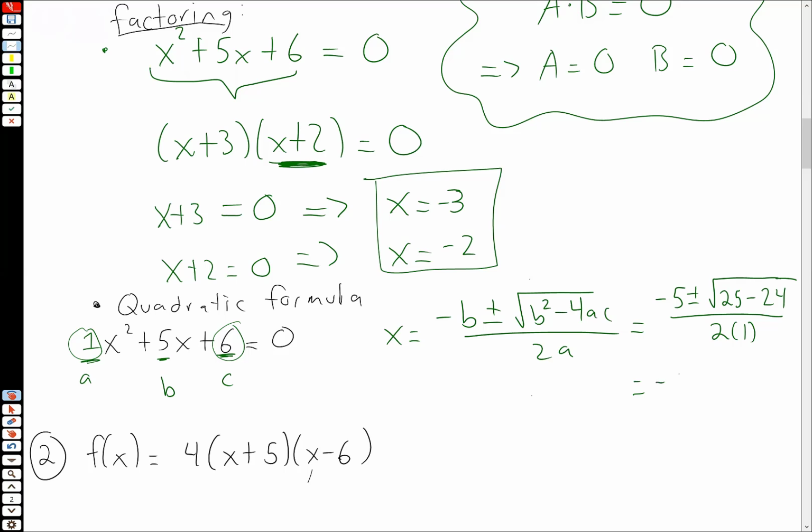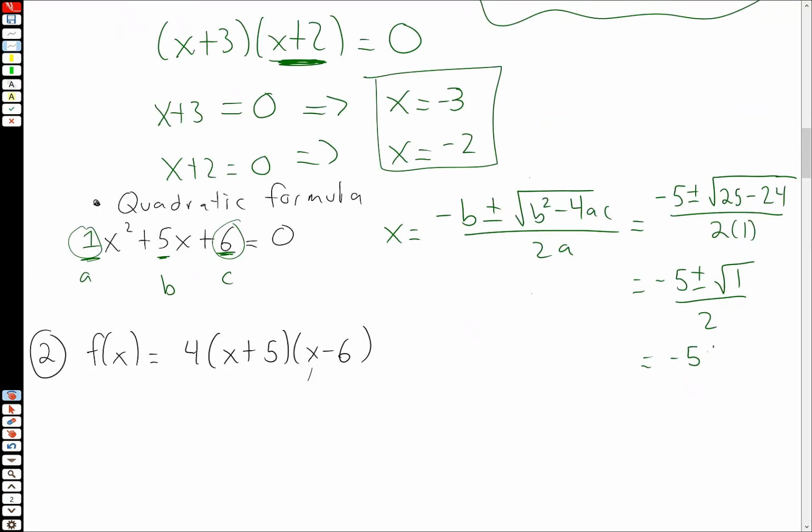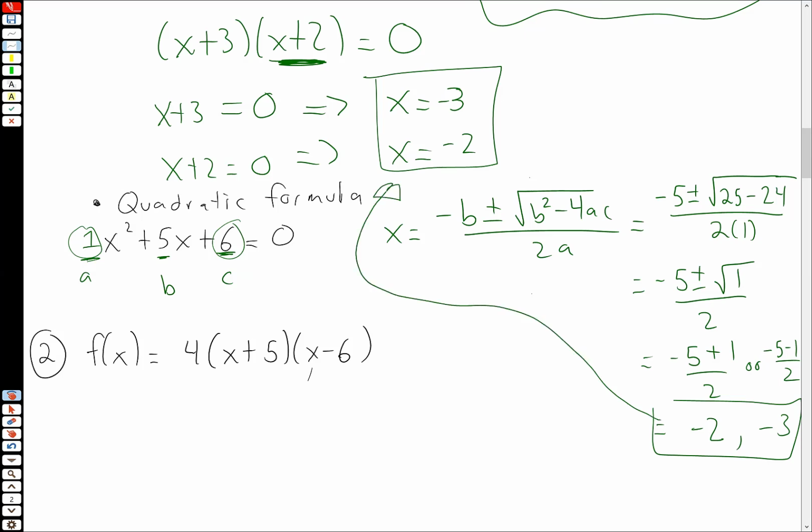And simplifying, this is negative 5 plus or minus the square root of 1 over 2, which if we simplify this, this is negative 5 plus 1 over 2, or negative 5 minus 1 over 2. Okay, so negative 5 plus 1 over 2, that's going to be negative 2. And then negative 5 minus 1 over 2, that's negative 3.